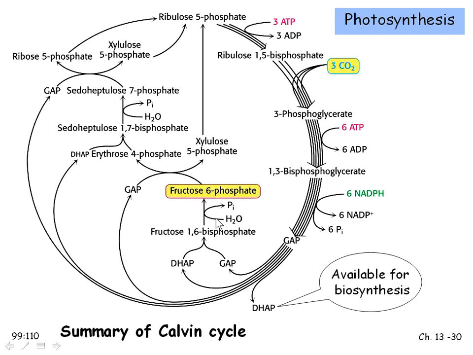What happened down here? Well, we had the 6 carbon and the 3 carbon, which rearranged into a 4 carbon and a 5 carbon, which got rearranged into ribulose 5-phosphate. So it's actually fairly straightforward. It's really not that weird.